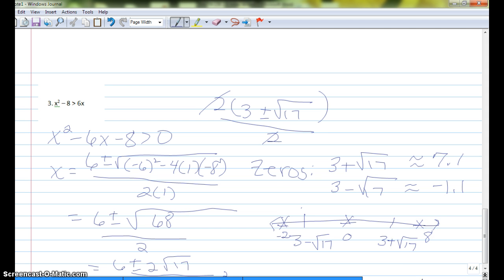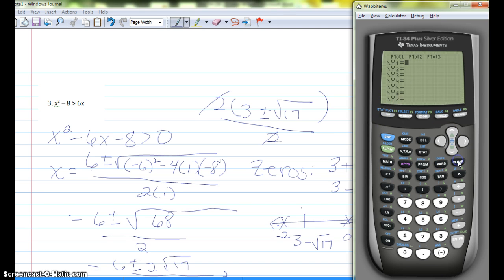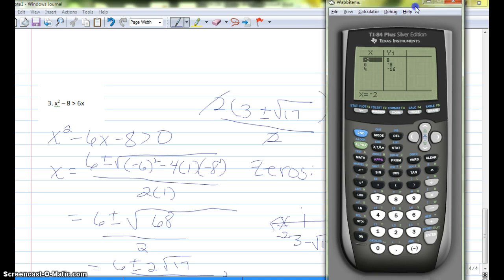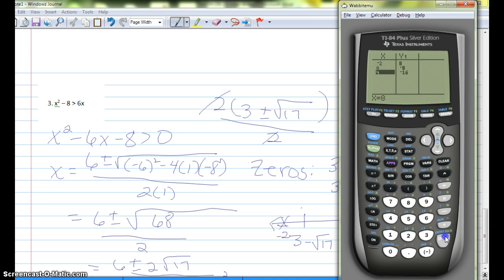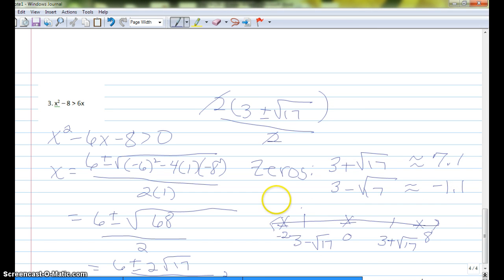Okay, so we're going to go to our calculator, put in our new function, x squared minus 6x minus 8. Okay, we'll go to our table. So what did we choose? We chose -2, 0, and 8. So I just need to go down and do 8. We see here we have positive, negative, positive. Okay, so this was a greater than problem, so we want the positives.